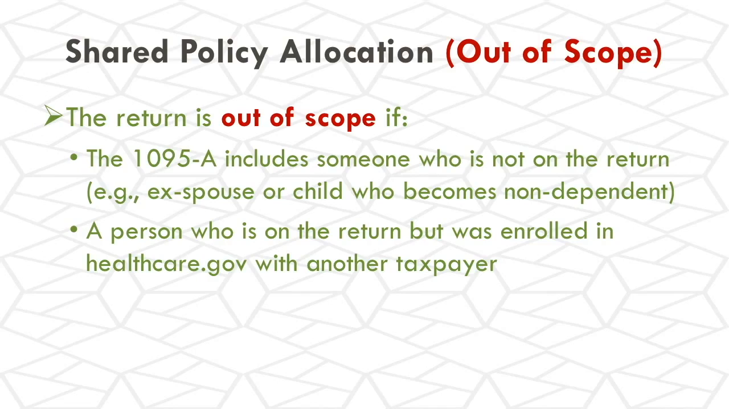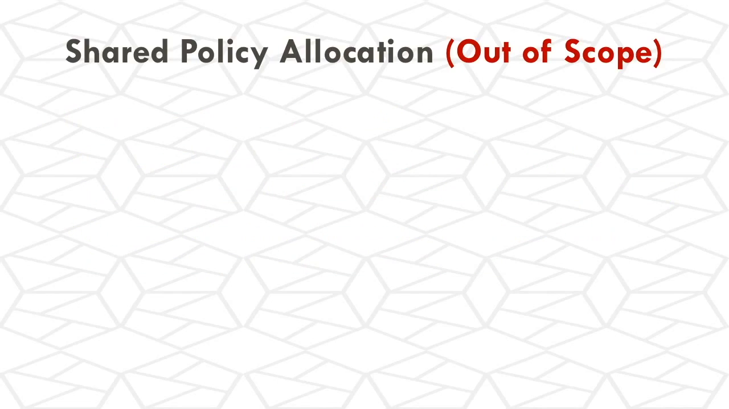Or a child who becomes a non-dependent. So if a child was a dependent when it started, but now they're a non-dependent and they need to file their own return, a shared policy allocation must also occur at this point. Also, a person who is on the return but was enrolled in healthcare.gov with another taxpayer. If you've got a custody situation in which one taxpayer paid for the health insurance but they are on the other taxpayer's tax return, then that would result in a shared policy allocation as well.